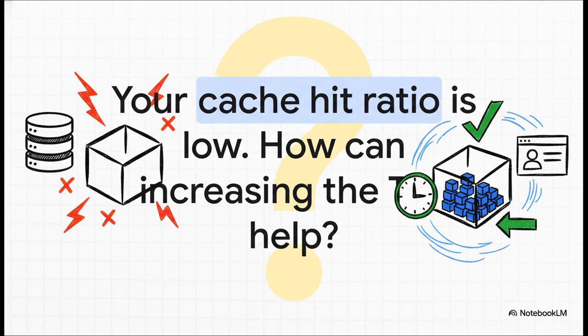Okay, so you see this in the logs, a low cache hit ratio. That is a huge red flag. It means your cache isn't doing its job. Most requests are missing the cache and going straight to the database, which is exactly what we're trying to avoid. The exam will definitely expect you to know how to troubleshoot this.